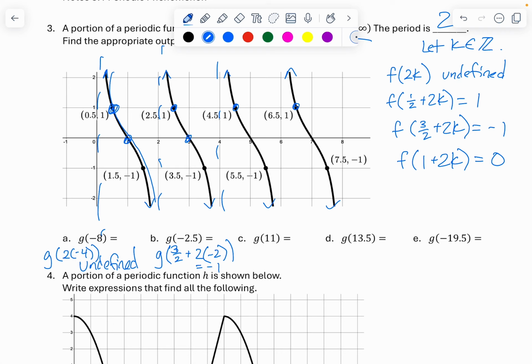Let's go with that. So that's equal to -1. g of 11, well, that's just one of these odd numbers, so that's going to equal 0. So maybe we recognize that pattern.